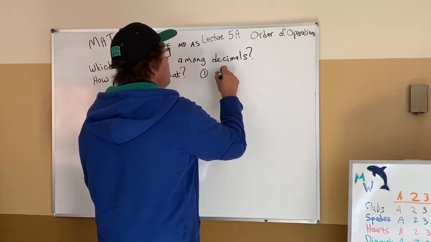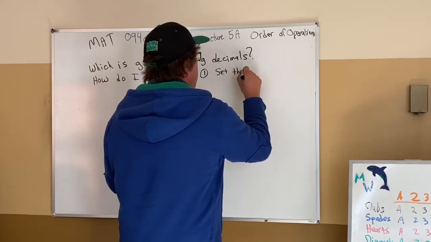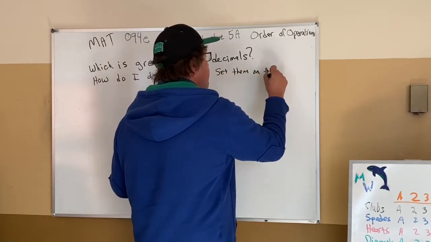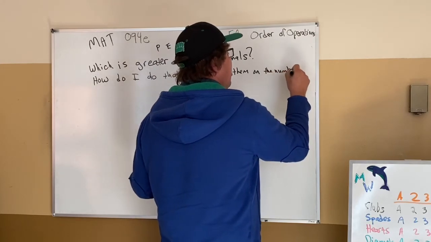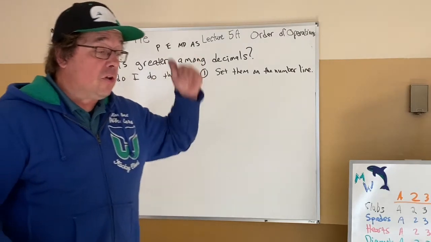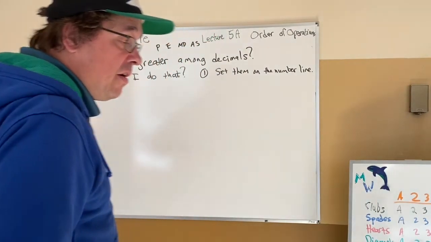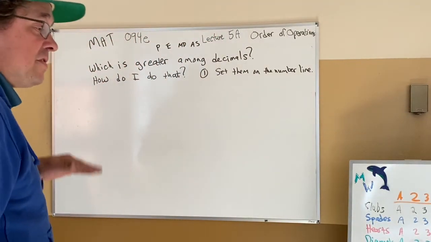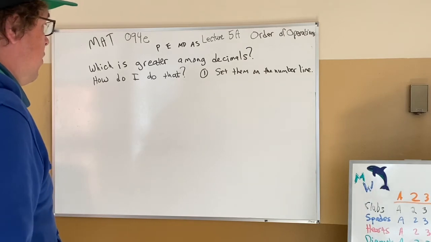Number one, set them on the number line. That's if they're clearly different. If the number line's vertical, the higher one is greater, and that's easier. The lower one is the less one, and that's the one that you would point the arrow at.